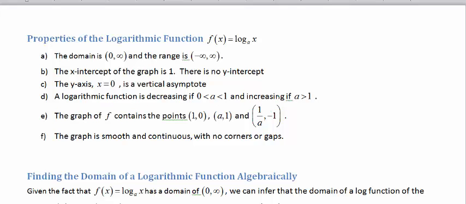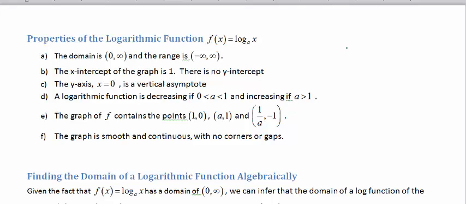The logarithmic function is decreasing and increasing. We kind of dealt with this a different way last class. We're not going to worry about that right now. The graph of f contains the points (1, 0), (a, 1), and (1/a, -1). The graph is smooth and continuous, with no corners or gaps.